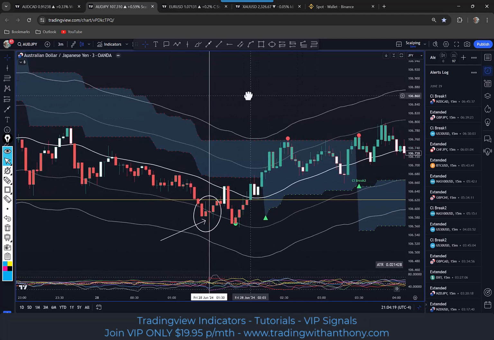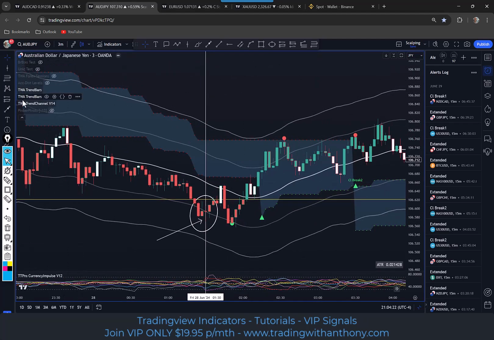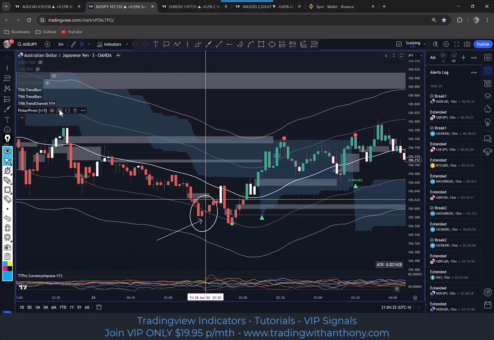If you're a little conservative, here's the thing. Come over here and we're going to switch on this. It's called pin bar pivots, and what this indicator does is it shows pivot points, but I've actually disabled them. What I've done is I've included fair value gaps instead.